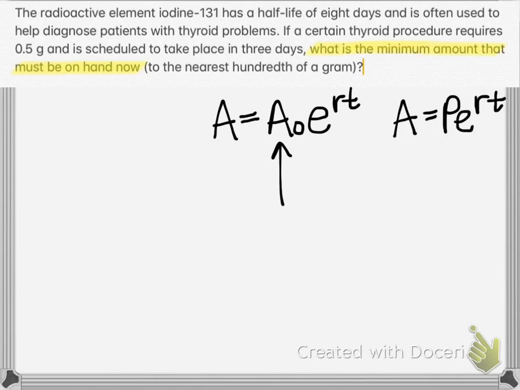A sub 0 is the initial amount, and in PERT, P, which we used for principal, was the initial investment. You could also consider it the initial amount. So either of these models is fine. They're the same model, just a different variable is being used for the initial amount. I'm going to go with PERT.